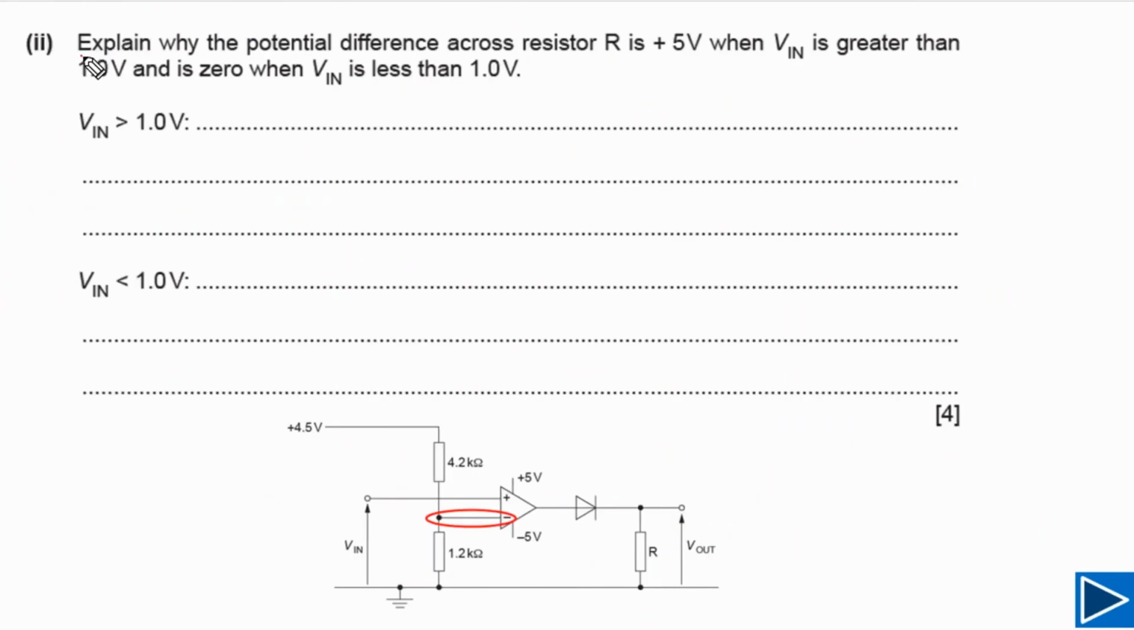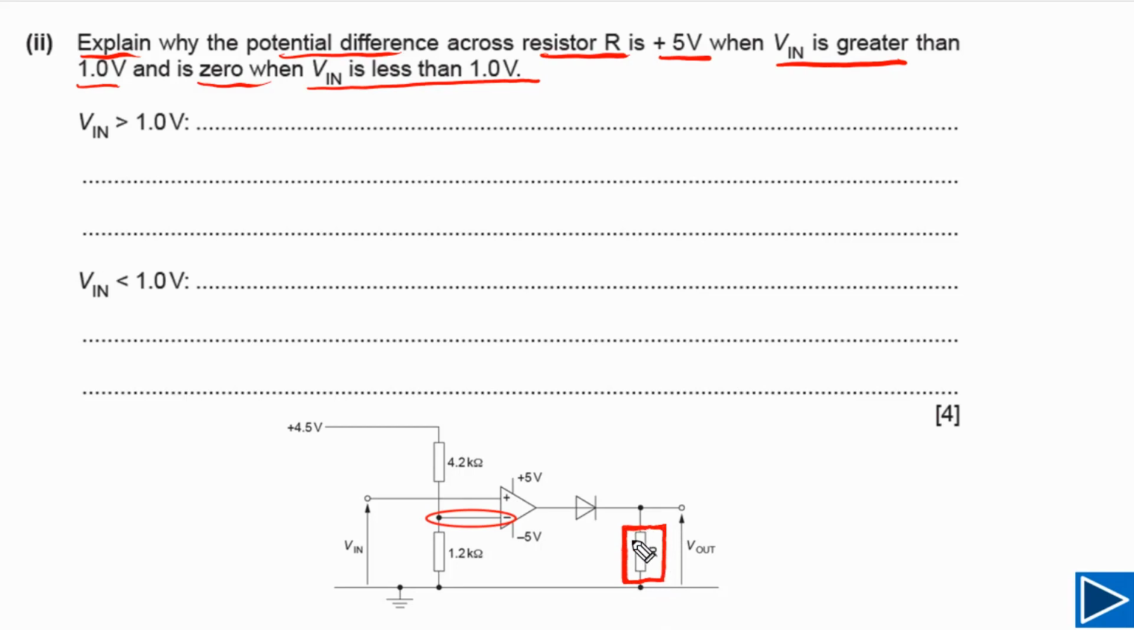For the second part, we need to explain why the potential difference across resistor R is 5 volt when V in is greater than 1.0 and why it is 0 when V in is less than 1.0. So let's see where our resistor is connected. First of all, you need to understand this circuit. If you're very clear about this circuit, this question will be quite straightforward.